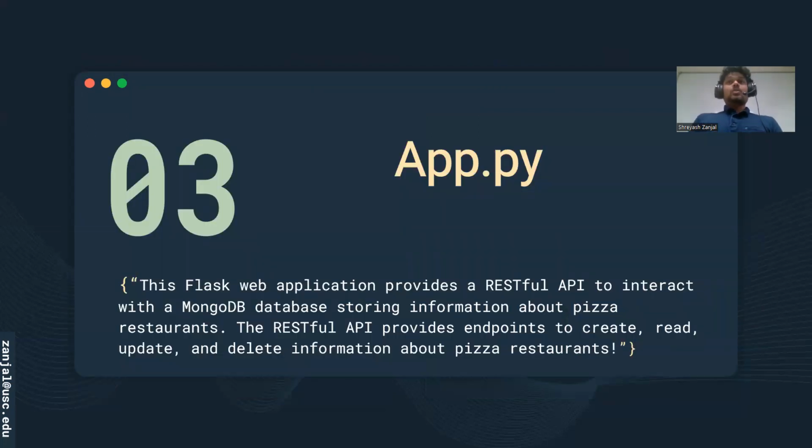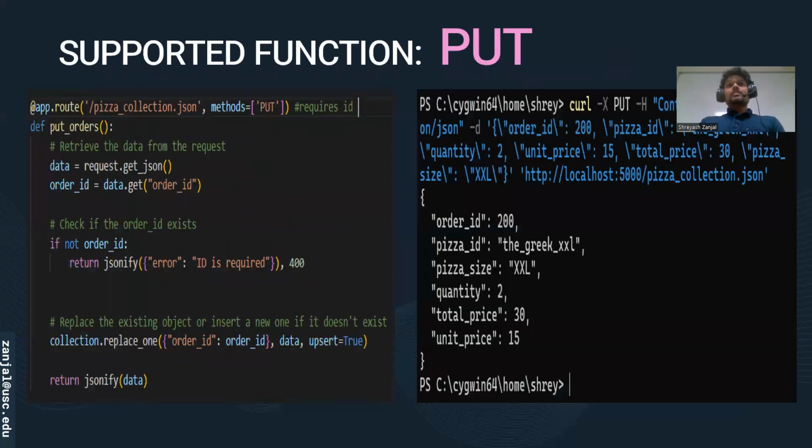Next, I'll show how I created the Flask RESTful API. This is a web application which provides an API to interact with the MongoDB database, which helps us store information about the restaurants. The API provides endpoints to create, read, update, and delete the data that we will be putting in. Now we will move into the supported functions that this system follows.